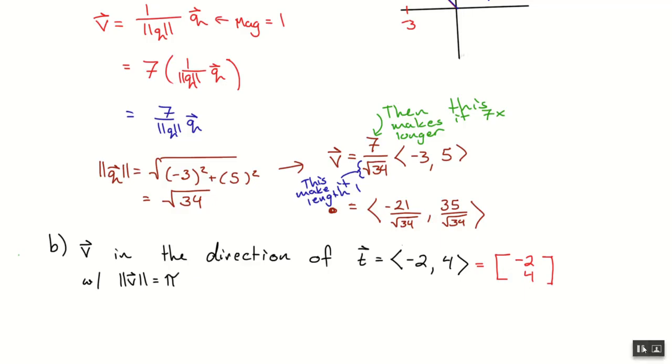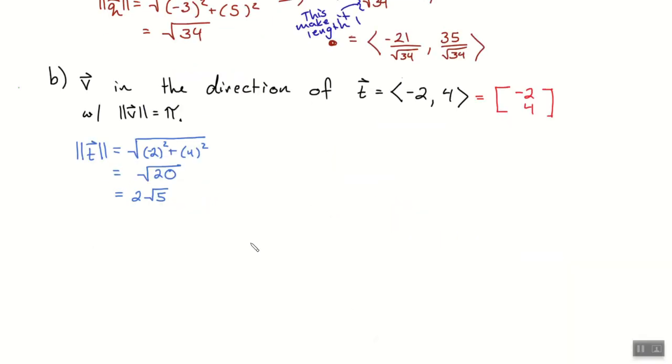Cool. I'll give you a cool cats and kittens moment. If we can get to here, the rest of the problem is super easy. If I took this expression, 1 over 2 root 5, and then multiplied it by this vector, this thing will now have a length of what?